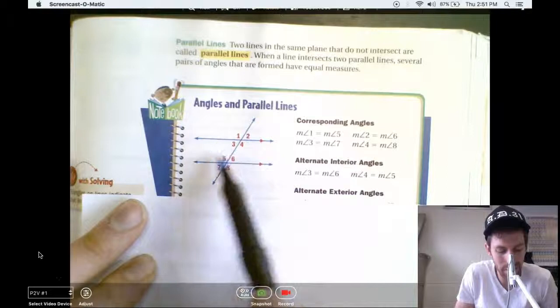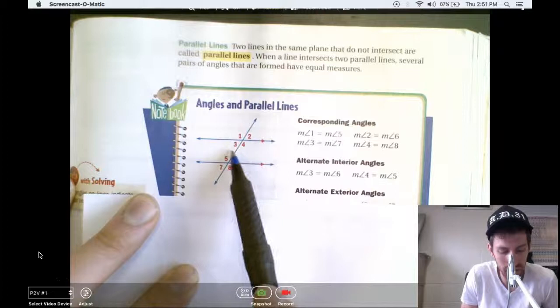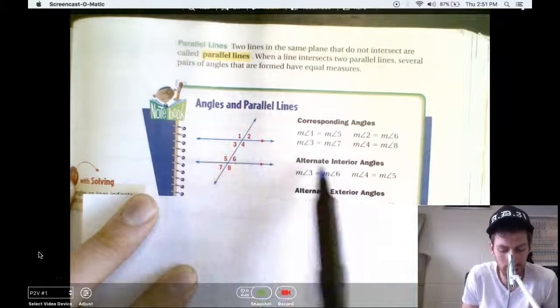But alternate interior ones would be 5 and 4. 5 and 4 are on alternate sides, but they're both inside the parallel lines. So they are congruent. They are the same. 5 and 4. 3 and 6 are the other alternate interior angles. Okay? And then we have alternate exterior.